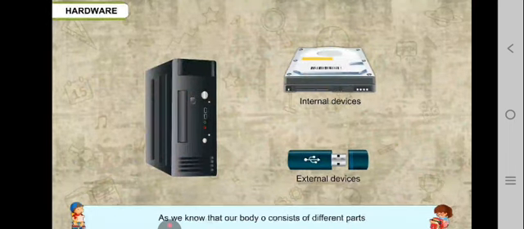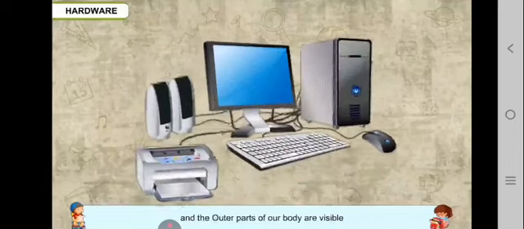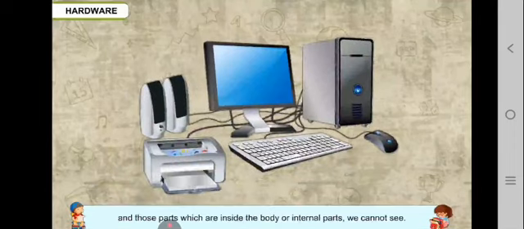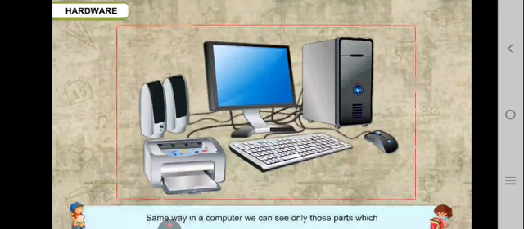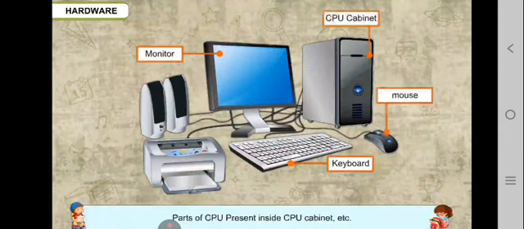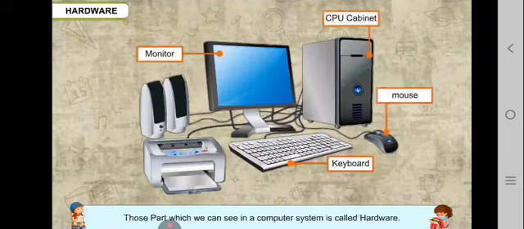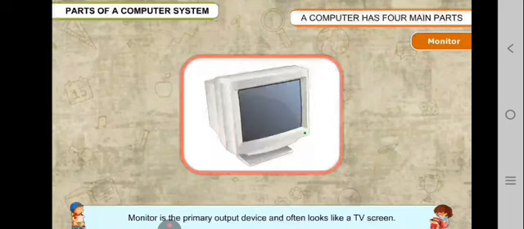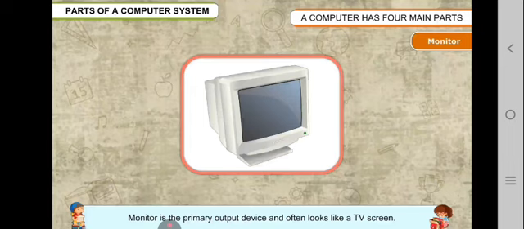Hardware. Hardware is the physical part of the computer which you can see, touch and feel. As we know that our body consists of different parts and the outer parts of our body are visible, and those parts which are inside the body or internal parts we cannot see. Same way in a computer, we can only see those parts which are outside like monitor, keyboard, mouse, parts of CPU present inside CPU cabinet, etc.